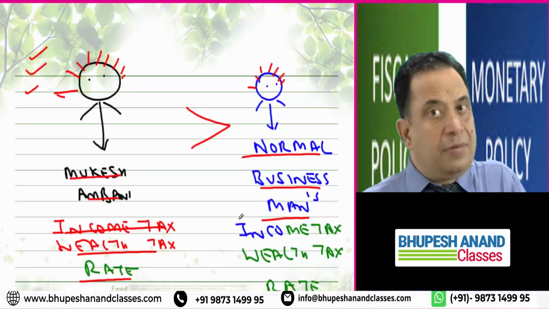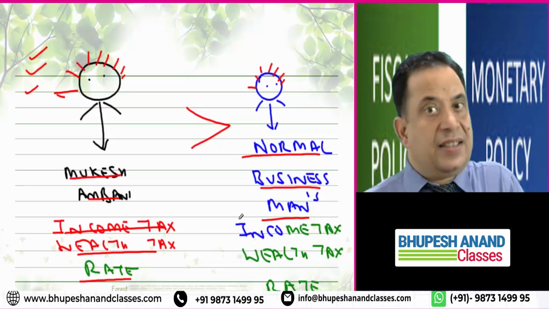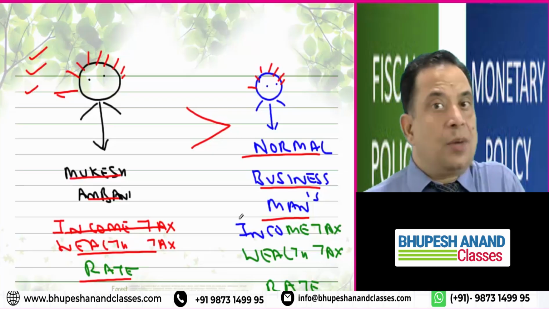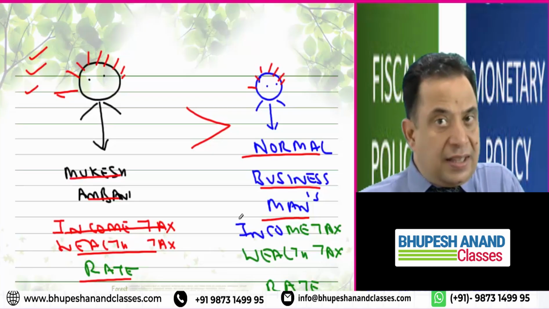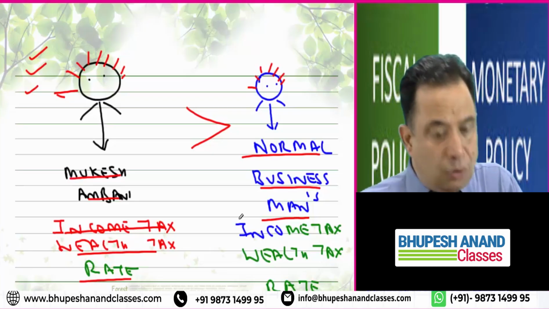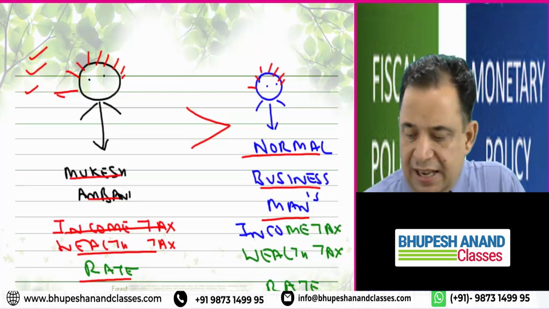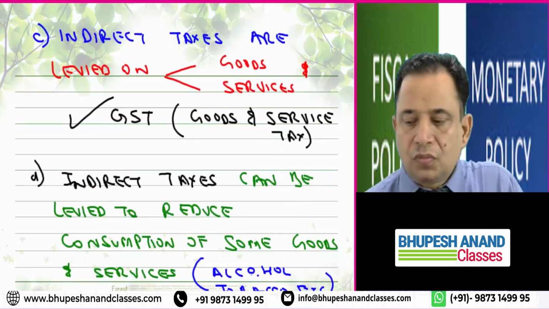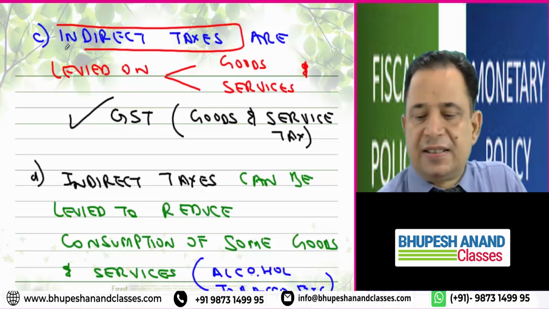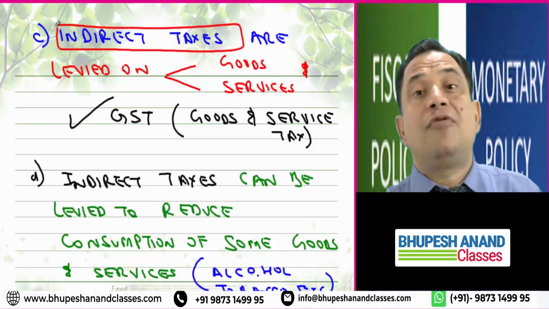Taxes are of two types: direct tax and indirect tax. Direct taxes are charged where the burden cannot be shifted. Income tax, wealth tax, estate tax, and the person has to directly pay that tax. And next is indirect taxes. Indirect means the burden of which can be shifted.